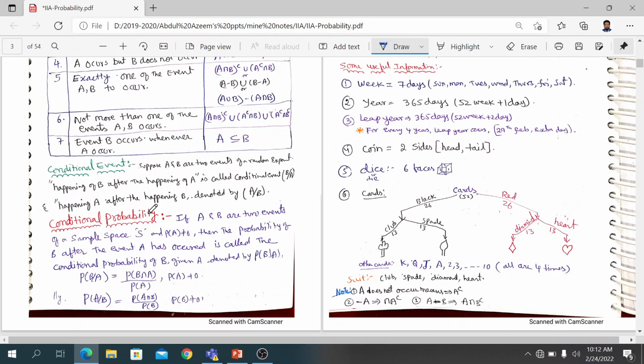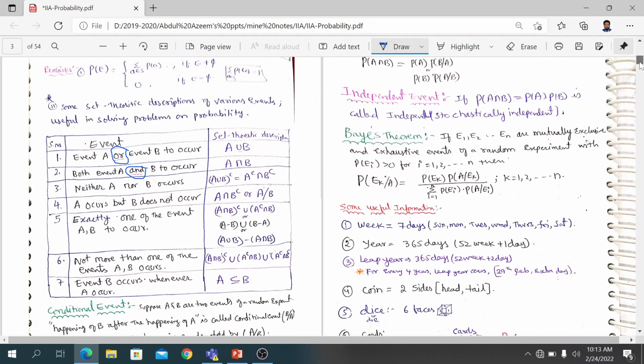Now conditional probability. If A and B are two events of a sample space S and P of A is not equal to 0, then the probability of B after the event A has occurred is called the conditional probability of B, denoted by P of B by A. So the formula will be P of B by A is equal to P of B intersection A by P of A, where P of A is not equal to 0, and P of A by B is equal to P of A intersection B by P of B, with the condition P of B not equal to 0.